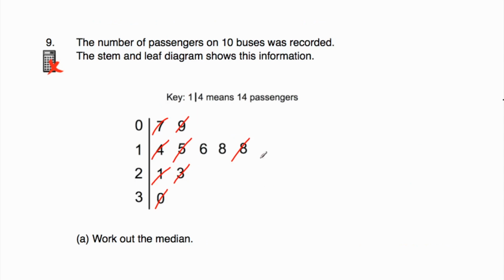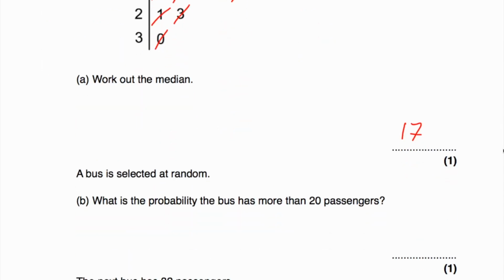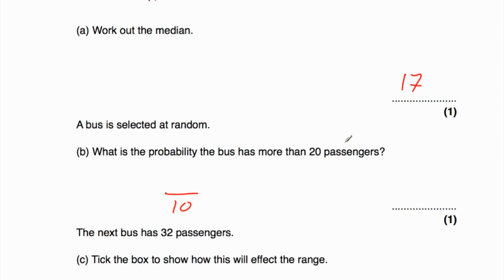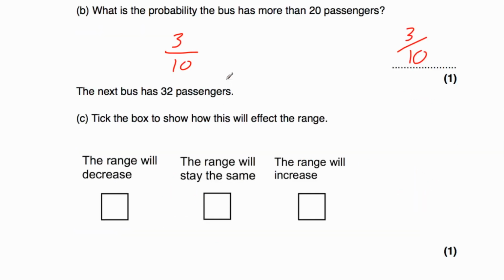So altogether there were 10 buses. So if we're picking a bus at random, it's going to be out of 10. And we want to find the probability that it's got more than 20 passengers. So if we look at our stem and leaf, we've got 1, 2, 3 buses that had more than 20 passengers. We had one bus with 21, another one with 23, and another bus with 30. And all the rest had less than 20 passengers. So 3 of the buses had more than 20 passengers. So the probability of picking a bus which had more than 20 passengers would be 3 out of 10, or 3/10.